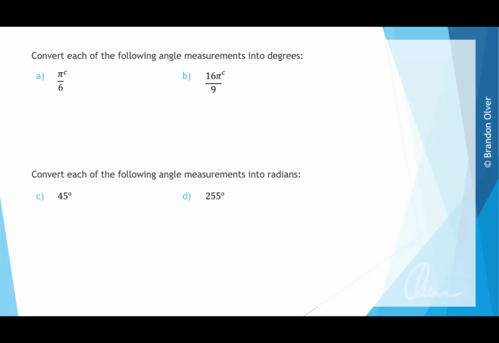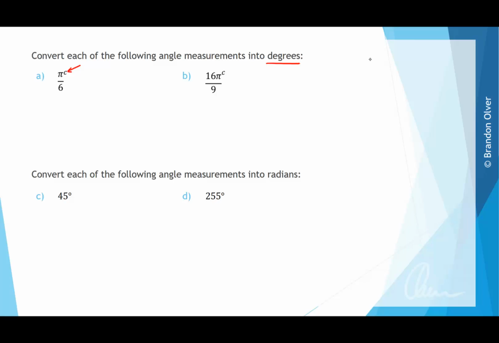In this video, we will be looking at converting between angle measures of degrees and radians. So for the first two parts of this question, we want to convert the following angle measurements to degrees, and currently they are in radians. That's what this little c here represents.